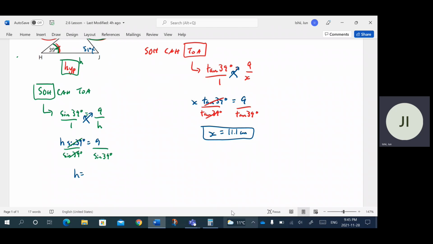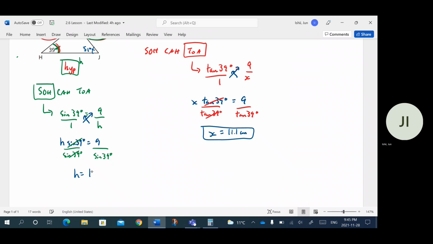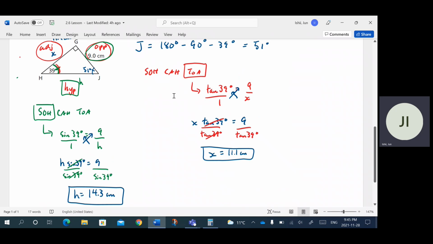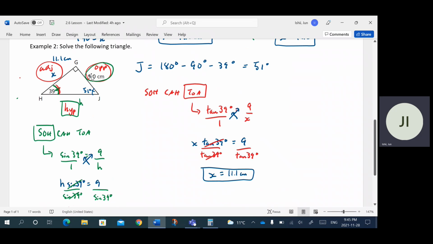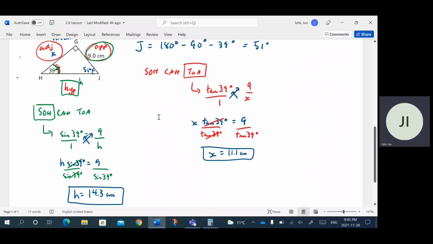All right, let's punch that in. 9 divided by sine of 39 equals. So we get 14.3 centimeters. Okay, so that is the length of that hypotenuse. And I'm pretty sure that if I used Pythagorean theorem, 9 squared plus 11.1 squared equals h squared, for h I would still get the same. So there's usually more than one way of finding all the missing lengths and sides.